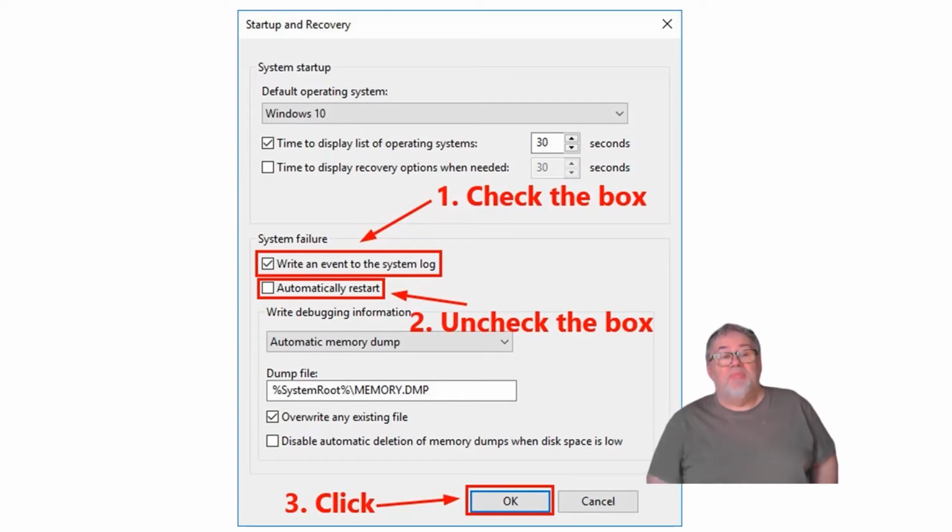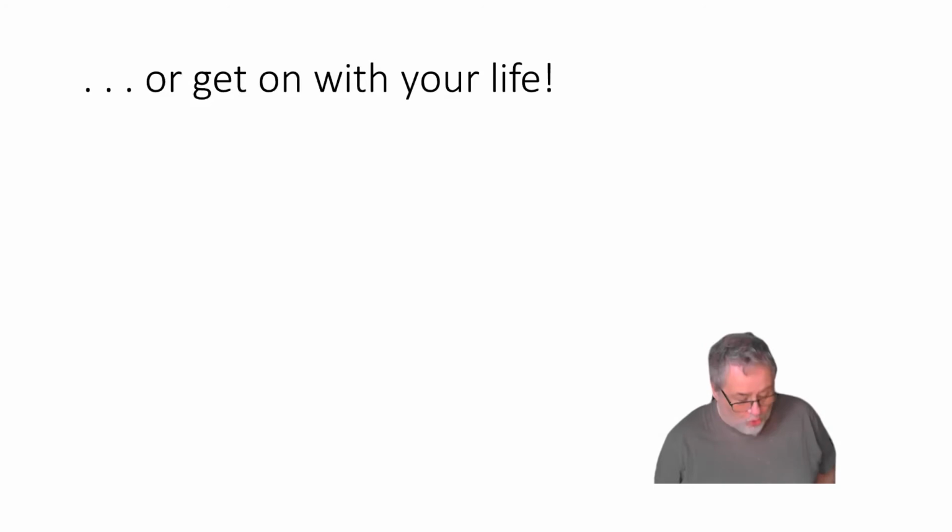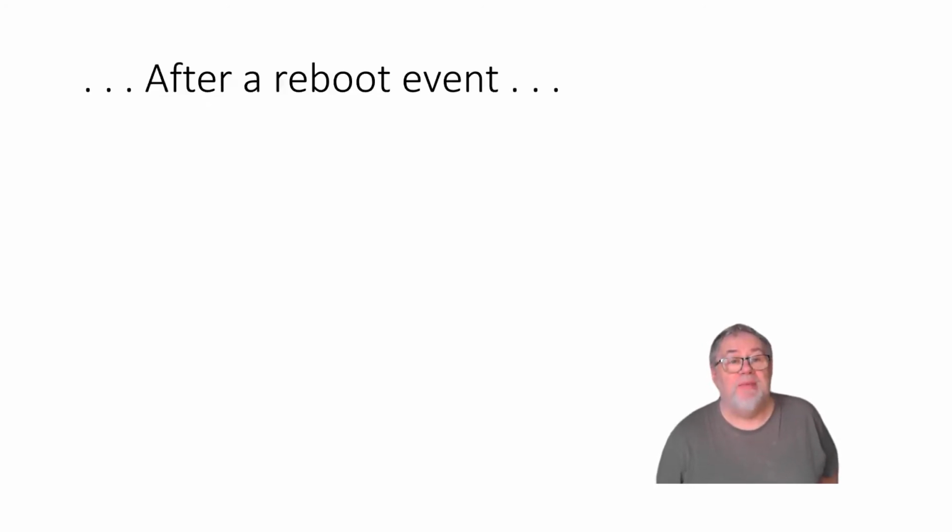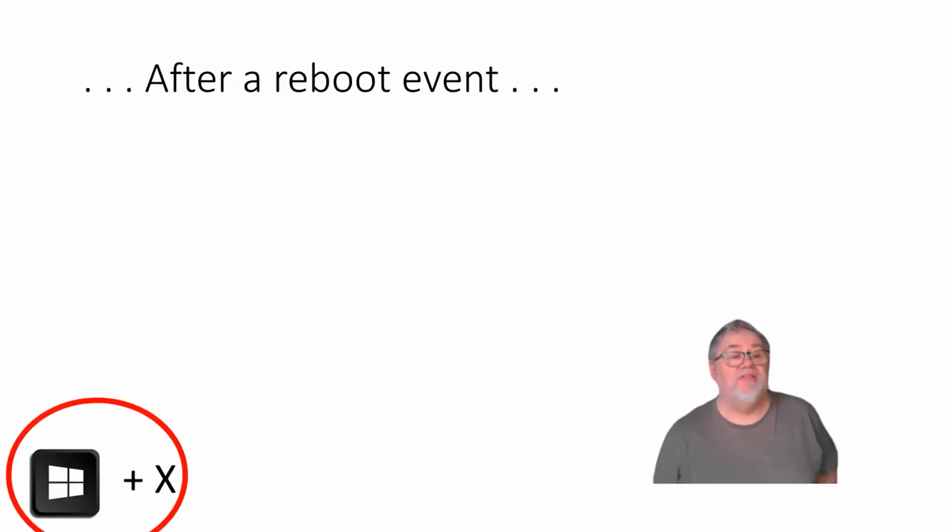When you open your machine up, that automatically restart button is checked, which means it'll automatically restart. It's much more informational to me if I come back to the machine and it's shut off. So when it shuts off, it stays shut off. So you uncheck the automatic restart button and you check the box to write it to the logs. And then we wait. Go on with our life, do what we're going to do until we have a reboot event again. And after we've had the reboot event, we go to the Windows secret menu. Now, this is a menu that nobody knows about.